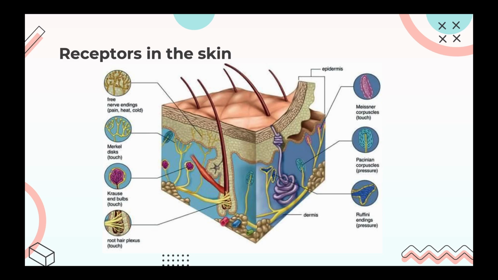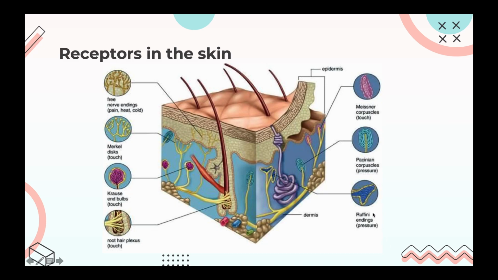Then there are also the Merkel discs and the Pacinian corpuscles, as well as the Meissner corpuscles and the Ruffini endings. Those I think are most important. The Krause end bulbs and the root hair plexus are not important to know for now. The Merkel disc, as you can see over here, is pretty close to the surface, typically speaking. The Merkel discs are responsible for light touch, whereas the Meissner corpuscles are responsible for crude touch, and crude refers to deep touch, so deep touch to the skin.